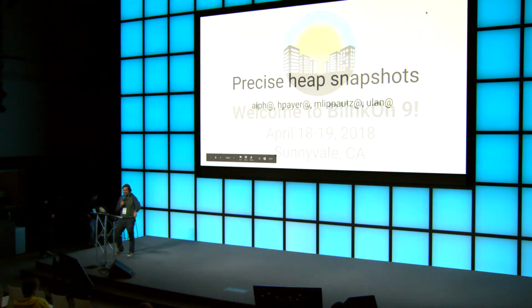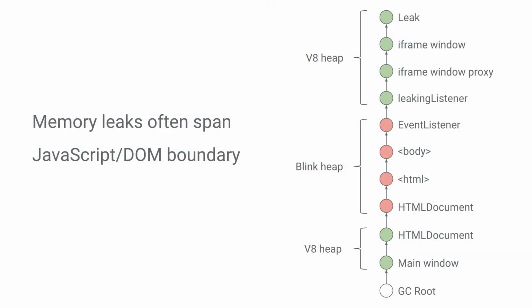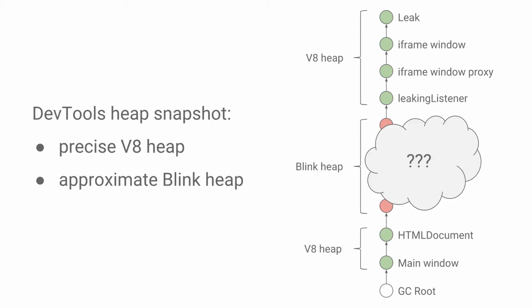Hey, I'm Ulan. I'm working on V8, and this is joint work with DevTools folks, bindings folks, and actually lots of people. So what are precise heap snapshots about? It's about finding memory leaks, and finding memory leaks is a hard problem because these leaks often span multiple components. For example, they originate in JavaScript, then somehow the retaining path, the path that actually keeps objects alive, crosses the boundary to Blink, then spawns some objects in Blink, and then comes back to V8. So this is a hard problem.